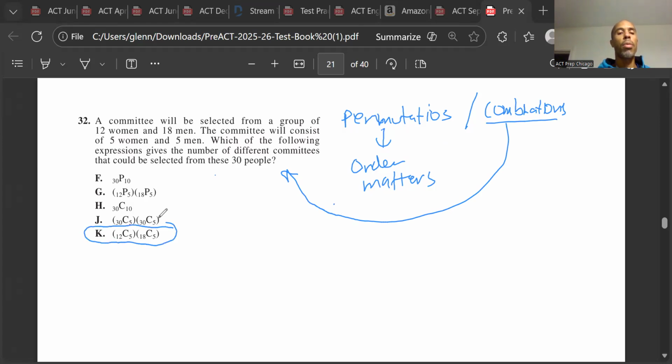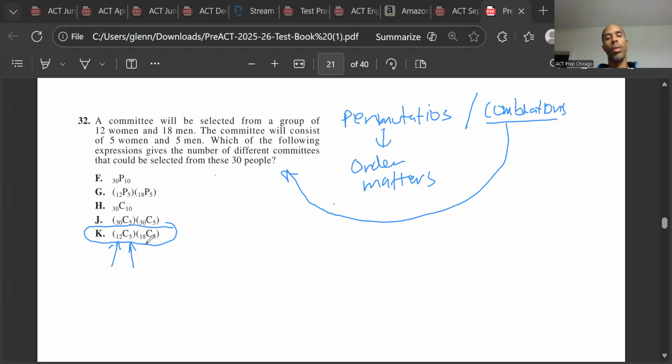The answer is K because you're taking five women out of 12, but the way they write the combination is you put the total here and then the number you want there. So it'd be 12 combination five. So whenever you see 12 combination five, you're saying I got 12 total objects. I want to pull out five. How many different ways can I pull out five? So likely probable outcomes, right?